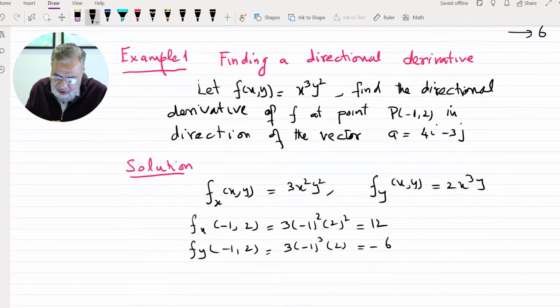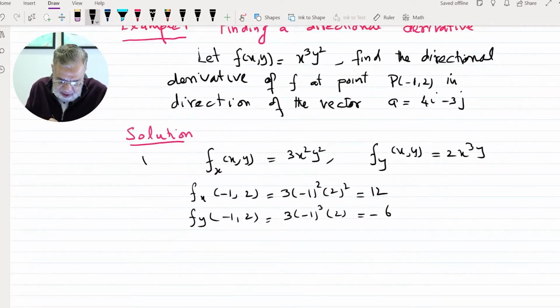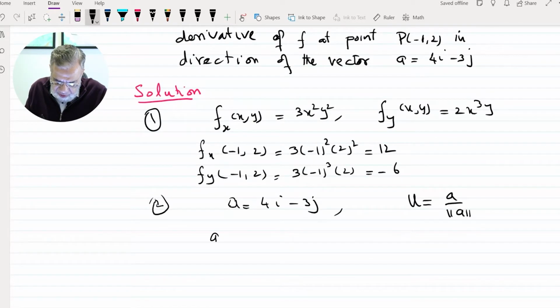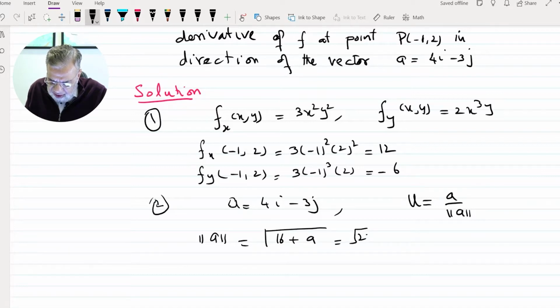Now I want to find the unit vector. I am given the vector a, which is equal to 4i minus 3j. To find the unit vector, I need to apply u is equal to a over the magnitude of a. The magnitude of a is equal to the root of 4 squared is 16 plus 3 squared is 9, that is 25, and the root is 5. So my u is equal to a over magnitude of a, that's 4 over 5 i minus 3 over 5 j.